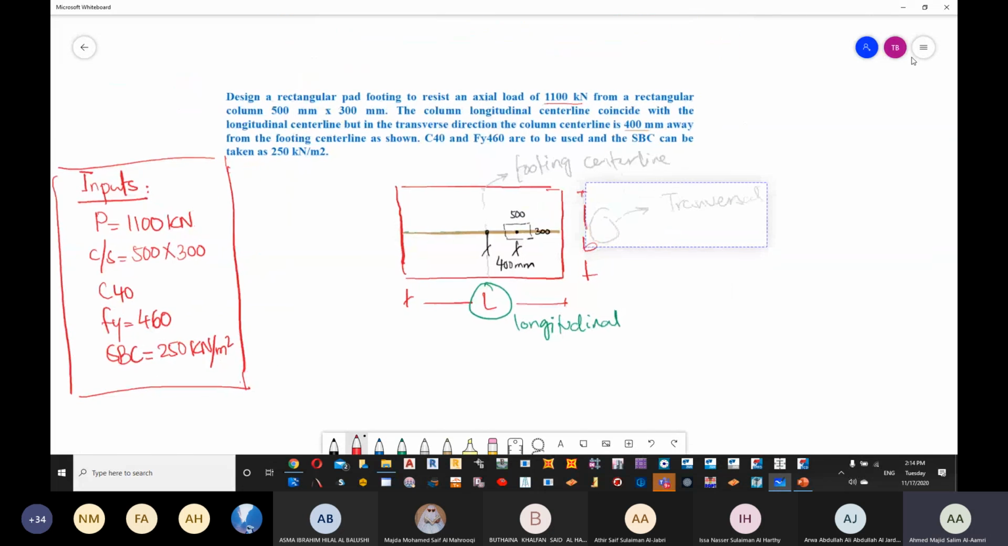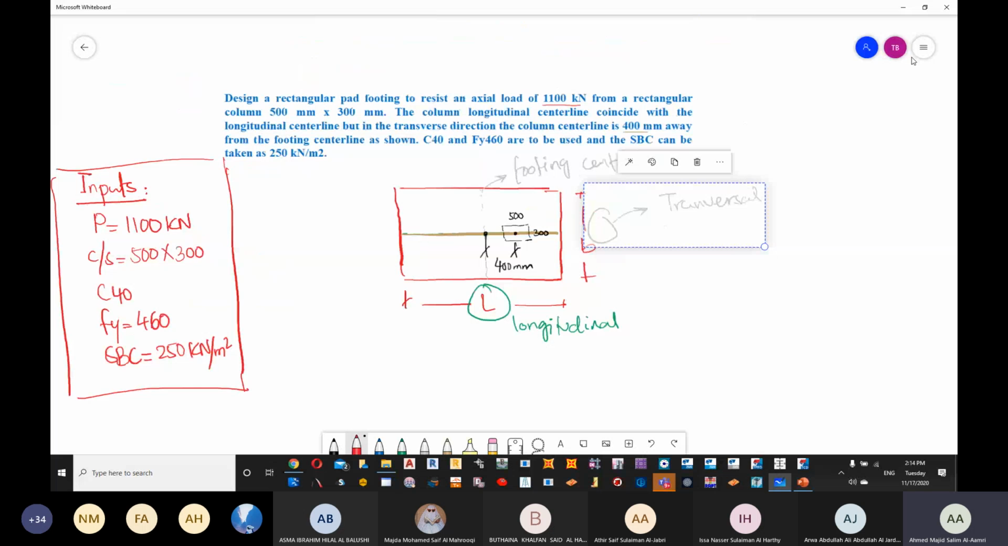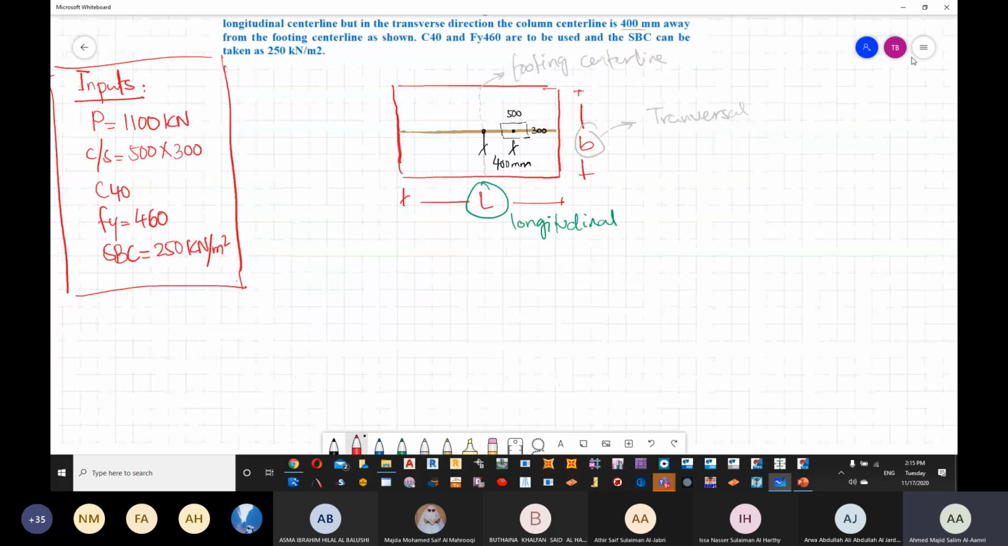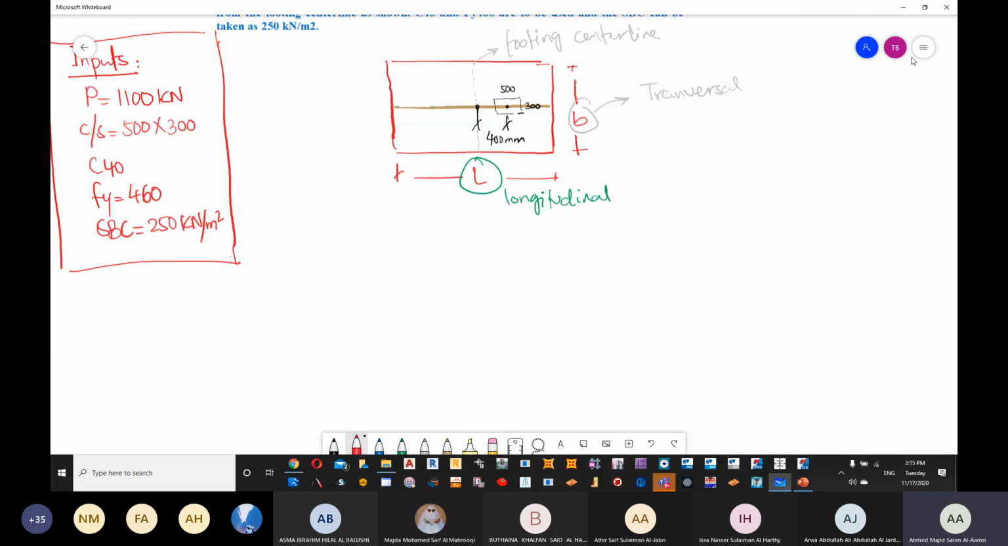Now, if the column was a square, then the solution is going to be easy. We have seen in the case of an isolated foundation, whatever we solved first was for a square foundation. Square was easy because your length and your width are the same. But in the case of a rectangle, they are not the same. So in order to find the dimension of the foundation, normally we take a ratio of the dimension of the column.